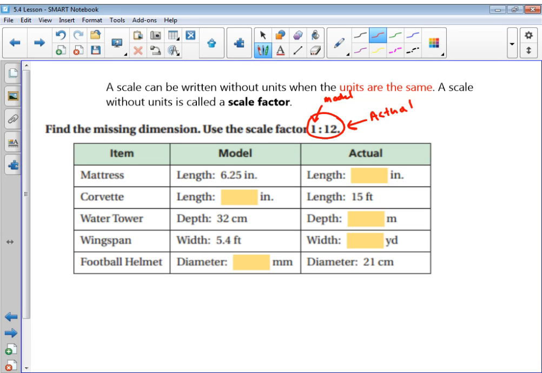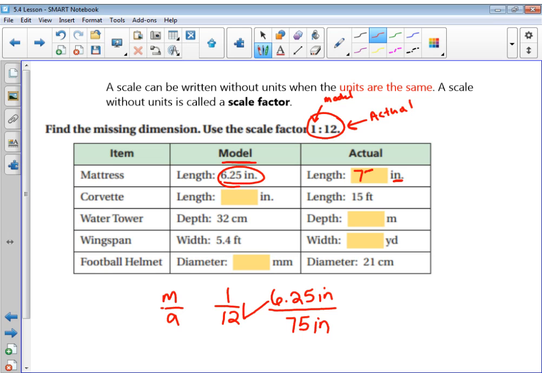Okay, so if I want to write it out as a ratio, I might do model over actual. My model was 1 to 12 for my scale factor. The third piece of information was that the model was 6.25 inches. So model was my top number, 6.25 inches. Now I'll go ahead and cross multiply and divide. So 6.25 times 12, and then divide by 1 still gives me the same answer. I just found out that I have 75 inches. Now to look at my answer to make sure I have it in my final statement, they did want it in inches. So my final answer here would be 75 inches.